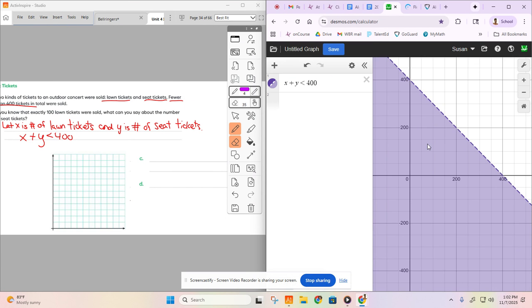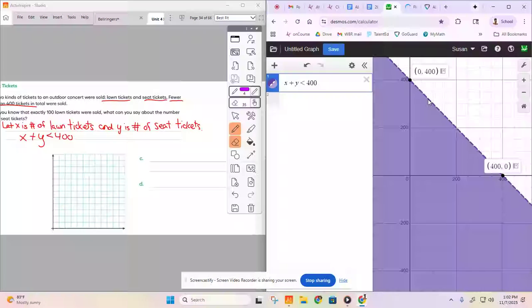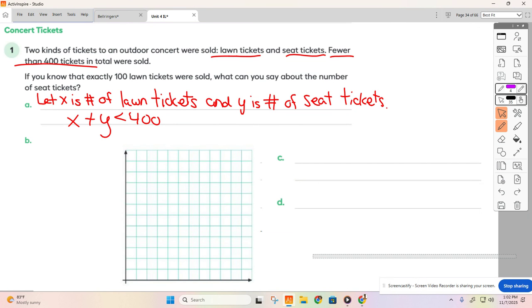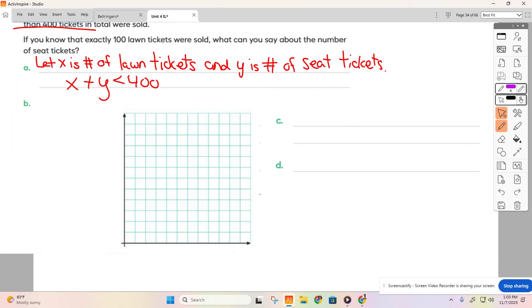So when I look at my graph, I see a couple things that might be a little bit different than the first graph. First of all, the X and Y intercepts are both at 400, and my line is dotted this time, or dashed. So I need to make my grid match that, and again, I have to label it. And I'm just going to move this whole thing up a little bit so I have some room for my labels.